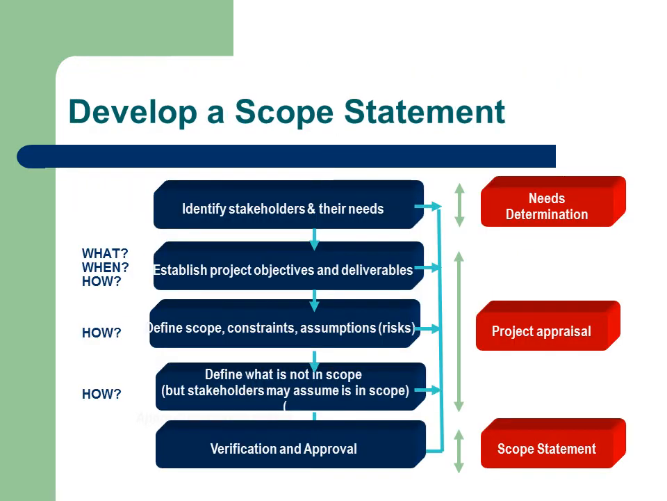In summary, in order to develop a scope statement, you must go through the following steps. Know who your stakeholders are. Define the project objectives and deliverables. Define what is in and out of scope. List all the constraints, assumptions, and related projects. And then ask the stakeholders to review, verify, and approve the scope.